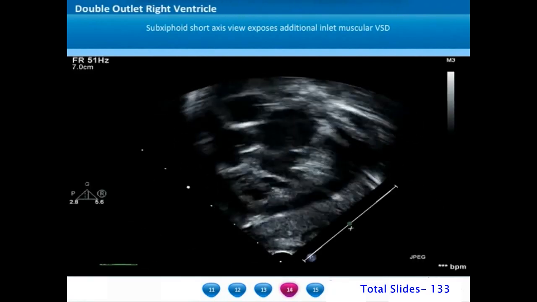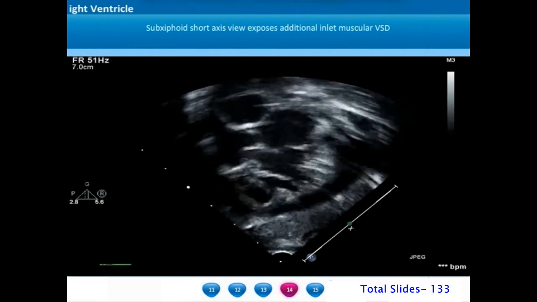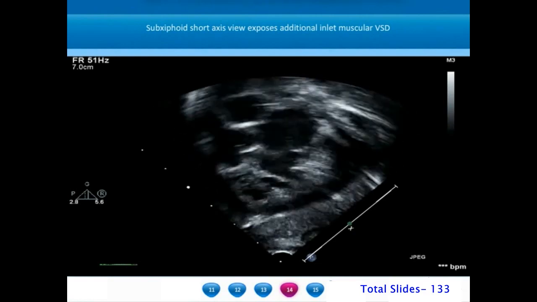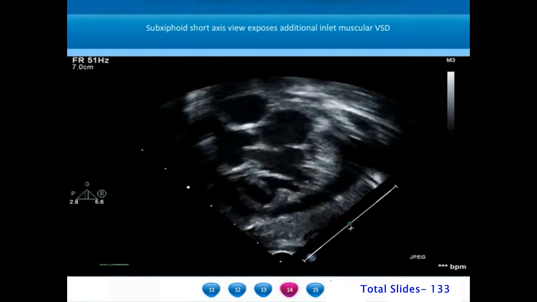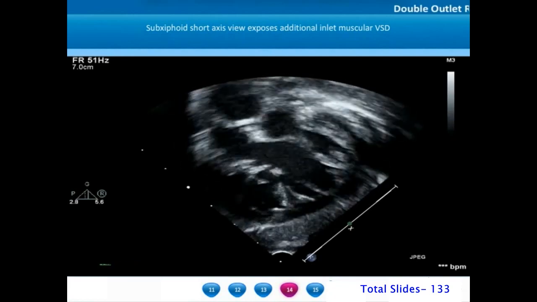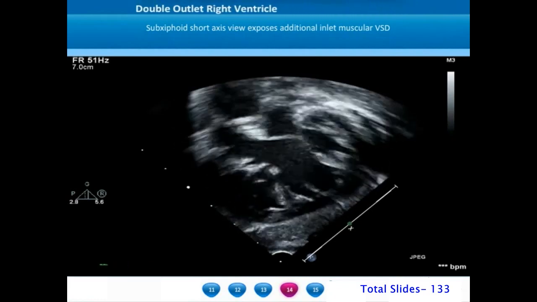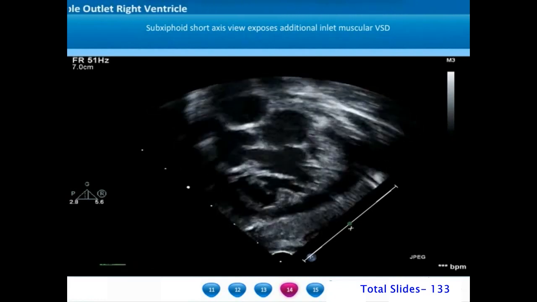On a subxiphoid short axis view, we can appreciate the large subaortic VSD. We can appreciate that the aortic annulus is almost 60 to 70% committed towards the right ventricle. There is also a large inlet muscular ventricular septal defect between the tricuspid and the mitral valves.